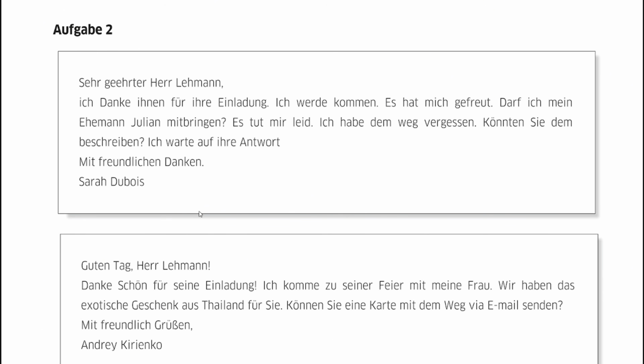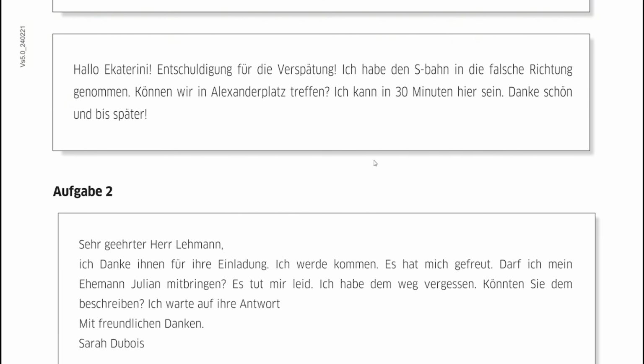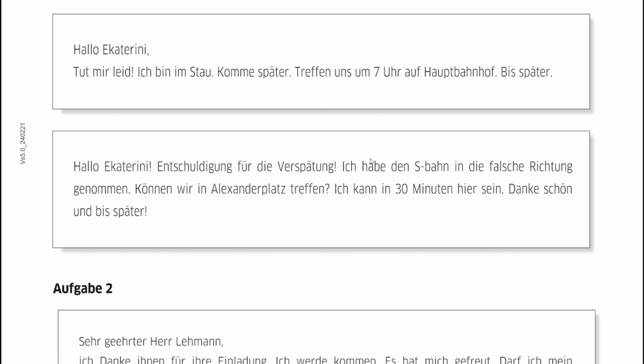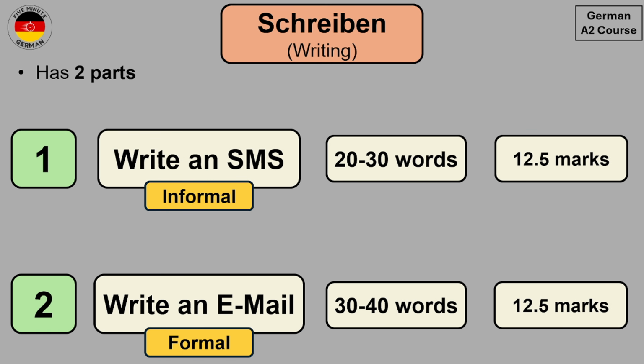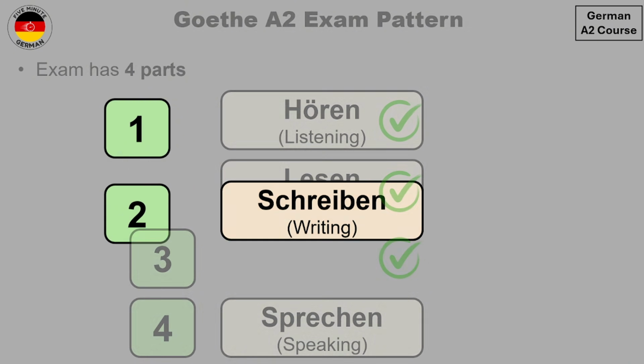So one example is that over here they have the sentence Ich hab den Weg vergessen. So dem is the incorrect article that they have used over here, and it should be den with an N at the end. So that's why you can take a look at these answers just to get an idea, but remember that these answers are not 100% correct. So this was the Schreiben part of the A2 exam.